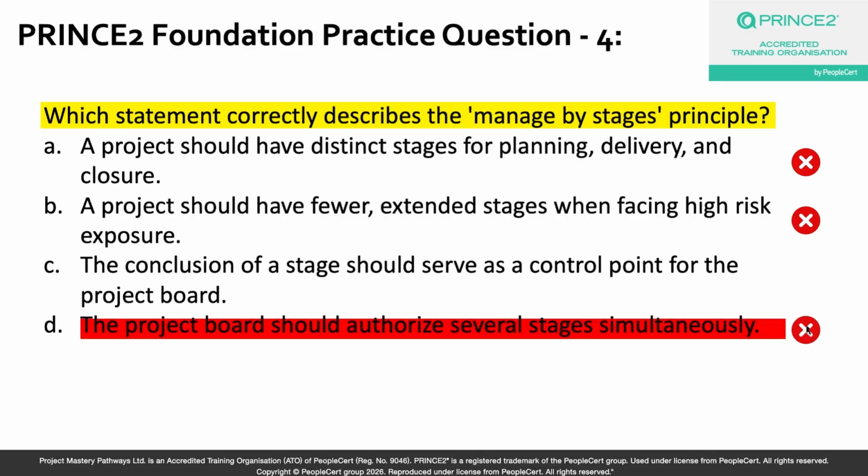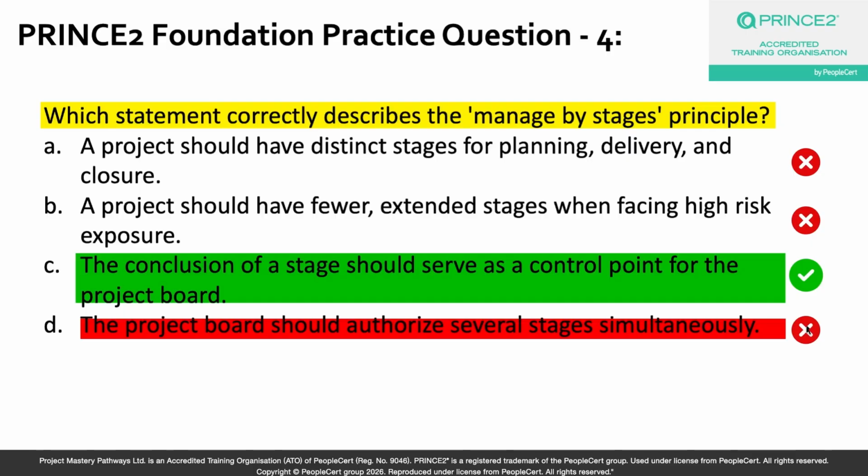So the correct answer to this question is option C, which is the conclusion of a stage should serve as a control point for the project board, okay? And this is exactly what we were looking for. The whole purpose of dividing a project into stages is to create structured moments where the project board steps back, reviews how the current stage went, checks whether the business case still holds up, and then makes an informed decision about whether to authorize the next stage. So the end of a stage is not an administrative milestone, okay? It is a deliberate governance driven control point, and that is precisely why the correct answer to this question is option C.